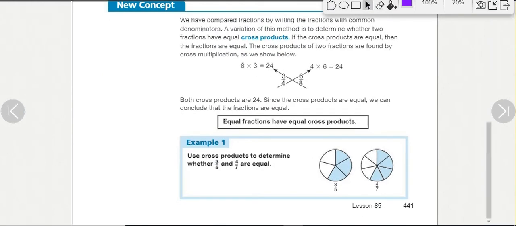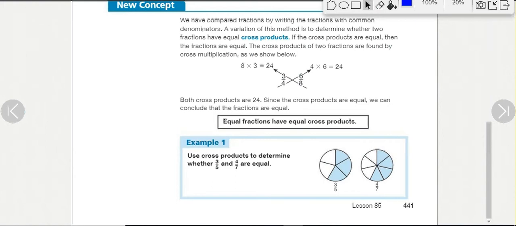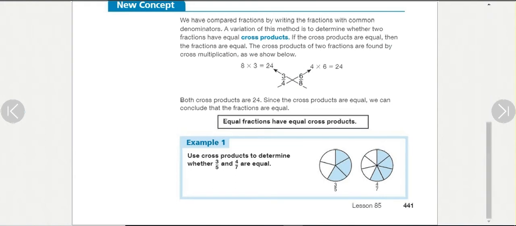So example 1, use cross products to determine whether 3/5 and 4/7 are equal. Notice you're looking at the picture, you already know they're equal, but you don't get to just say equal. You have to show your work using cross products, to show me you know what we're doing here. You need to prove you know how to do it before you decide, it's not for me. So set up your proportion. 3/5 is 4/7. Prove it.